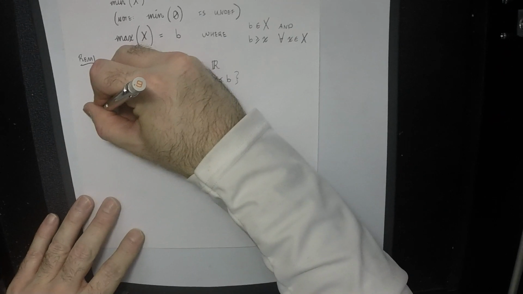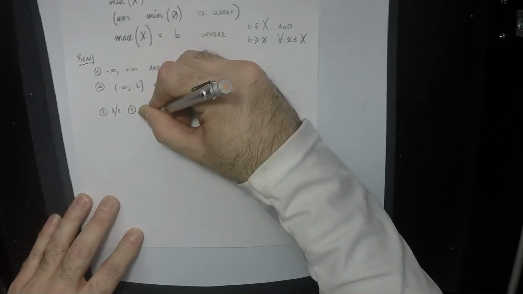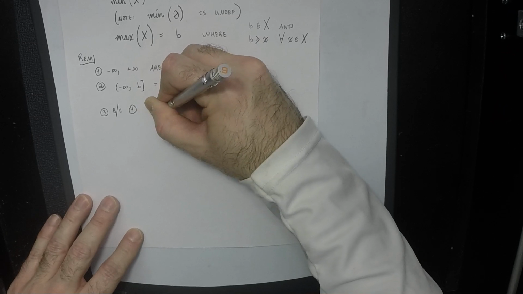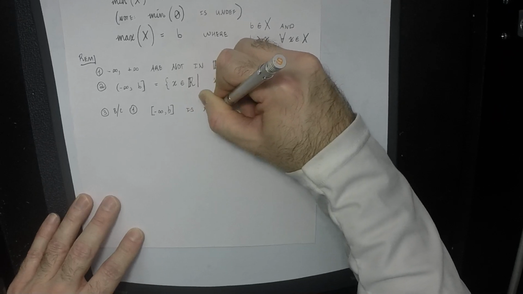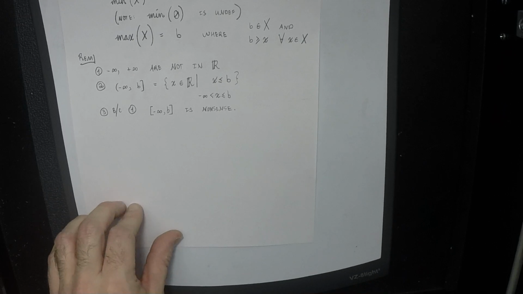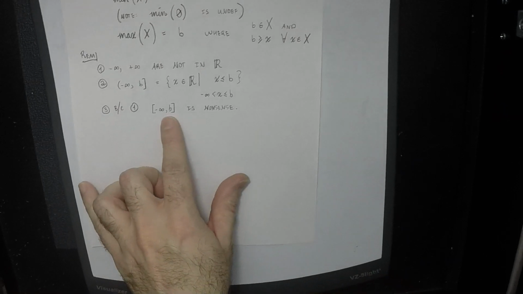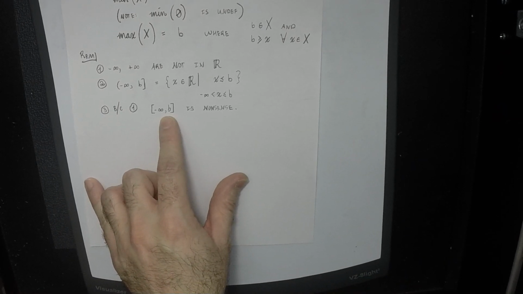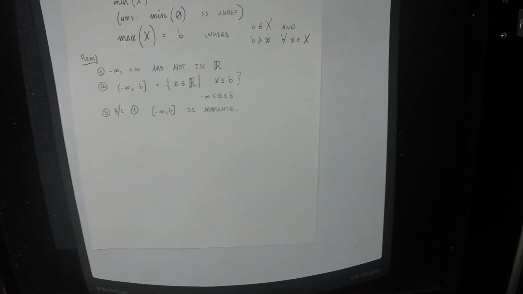Because of 1, the statement negative infinity to b is nonsense. Why? What would this mean if it could mean anything? Yeah, that negative infinity is somehow in there. But that's not right, because negative infinity is not a real, and an interval is a subset of the reals.